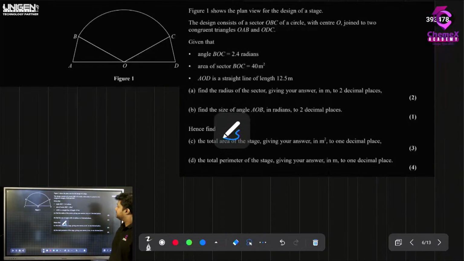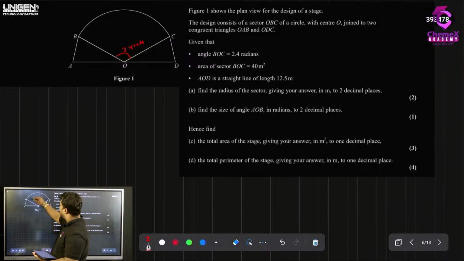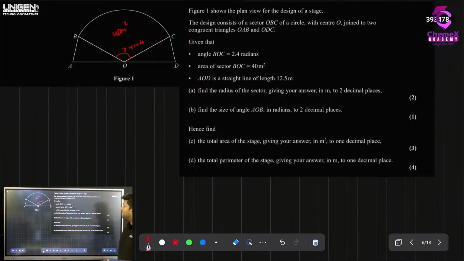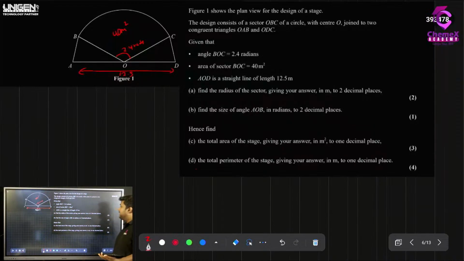So they are asking, given that, what have they given? Angle BOC is 2.4 radians. The area of the sector BOC, this entire area, is 40 m squared. AOD is a straight line, length 12.5. I'm just writing what they have given. So you know the radius, half of that. Find the radius of the sector, giving your answer to 2 decimal places.